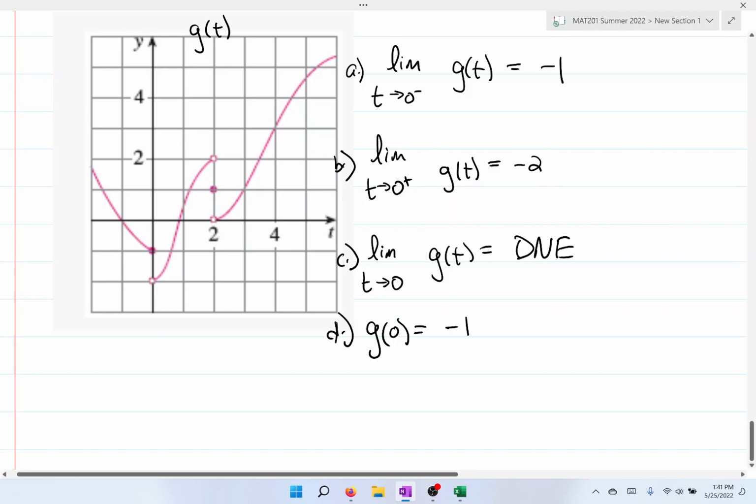Part D is literally asking you, if you evaluate this function at t equals 0, what is the output? And in this case, it's right here. It's the solid dot at g of t equals negative 1, okay? So you've got to be really careful with this. Let's go ahead and look at a couple more examples.